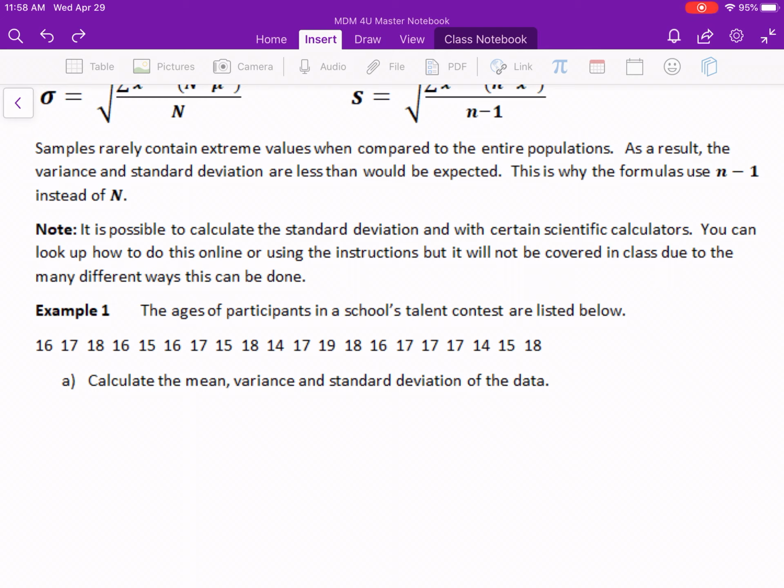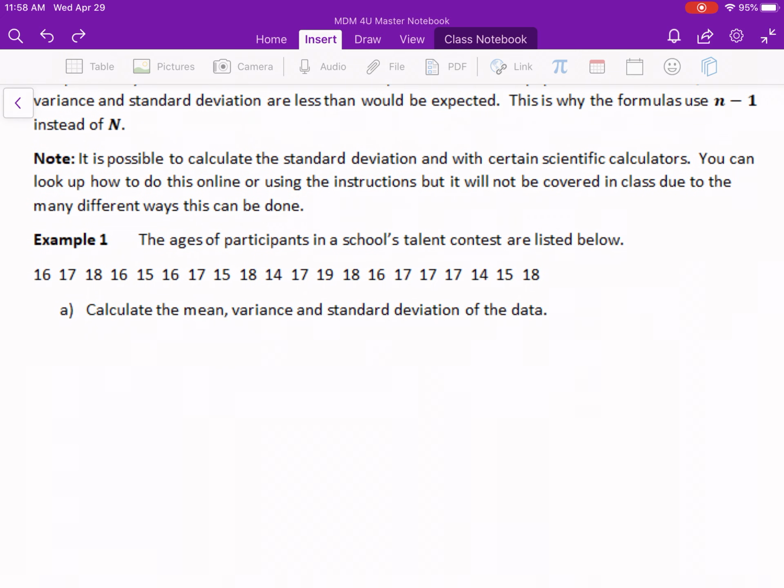So I can do all that on my calculator, but I don't have to. I can just do it the old-fashioned way with the formulas as well. Here's an example. The ages of participants in a school talent contest are listed below, so there's a whole bunch of numbers here, as you can see. Calculate the mean, the variance, and the standard deviation of the data.